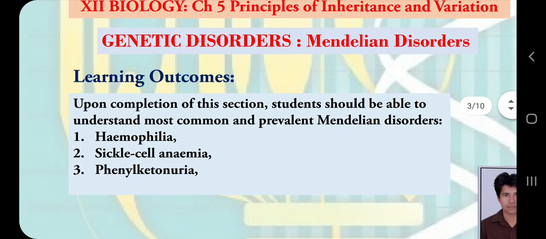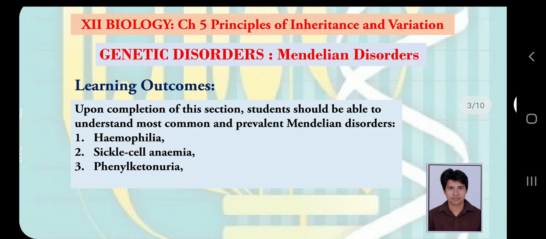Now, after watching this video, you class 12th biology students will learn about the most common and prevalent Mendelian disorders, which are taken as it is from NCERT class 12th biology. These diseases are hemophilia, sickle cell anemia and phenylketonuria. And I am going to give you one other disease side by side with hemophilia, which is color blindness, because the inheritance and the patterns are almost similar in both of the diseases. Now let's start our video.